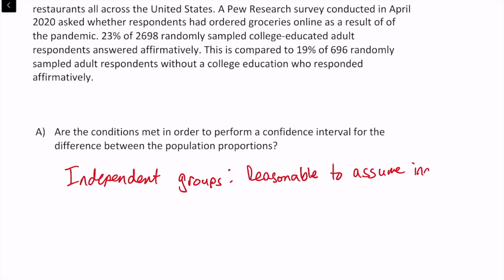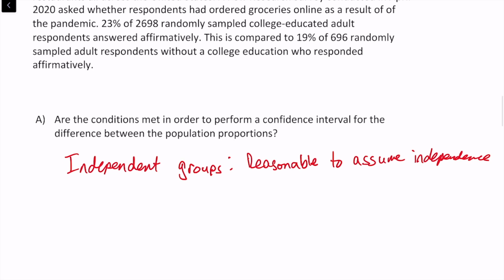Because remember, independence means one group really doesn't influence the other, right? And so we're talking about two different groups of people. We're talking about college-educated people versus non-college-educated people, right? And so there's really no dependency. There's really no relationship between the two. All right. So it's reasonable to assume independence there between the two groups. What one group does doesn't affect the other group. All right. What else do we check?